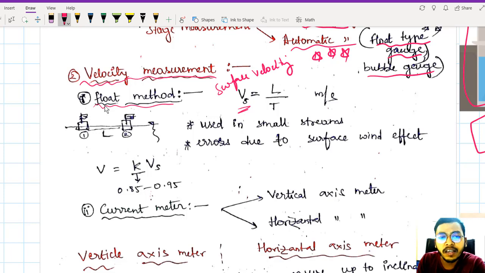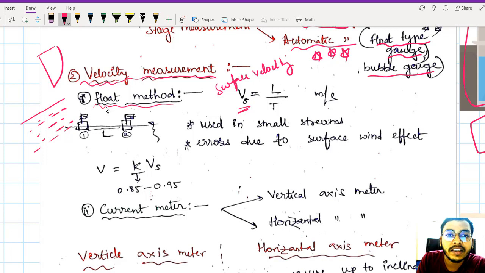Okay. See, first of all, you have to understand, if you have a stream, right? If you have a stream from fluid mechanics, you already know the velocity profile will be something like this in open channels.